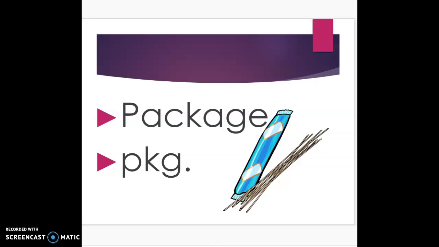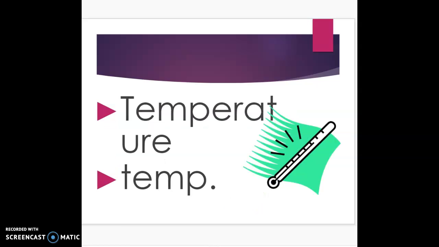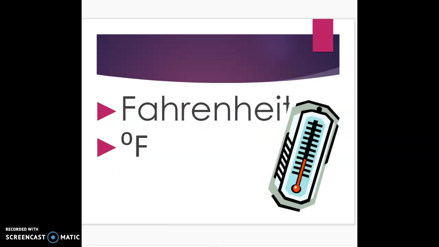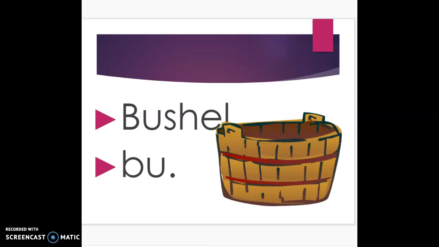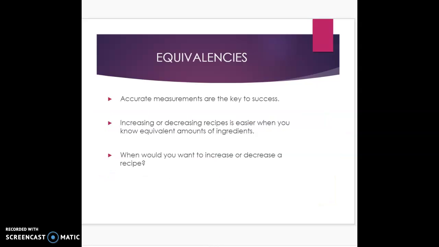You could be asked for one 8-ounce package of marshmallows. I don't know, I just made that up. Temperature, TEMP. Fahrenheit, degrees F. Fluid ounce is FL OZ. And then a bushel, which is a rough estimate of an amount, and that's BU. All right, so go ahead and pause and go back and make sure you fill all of those abbreviations in on your note guide.